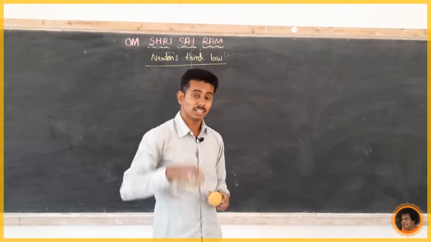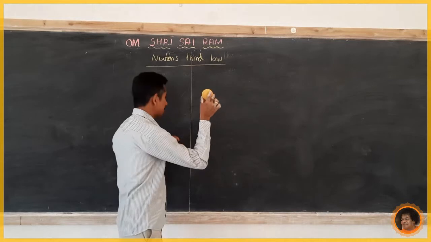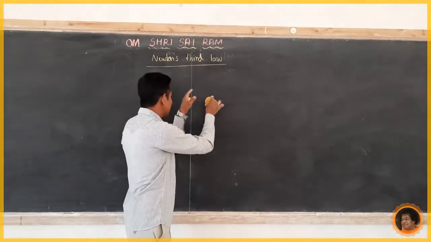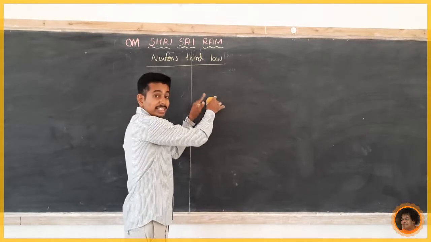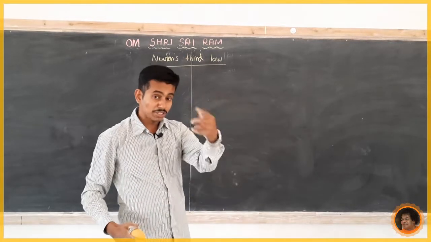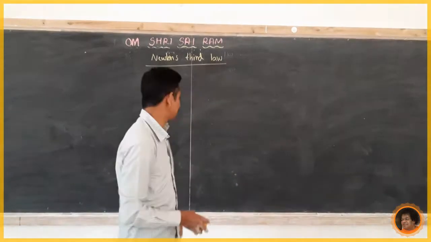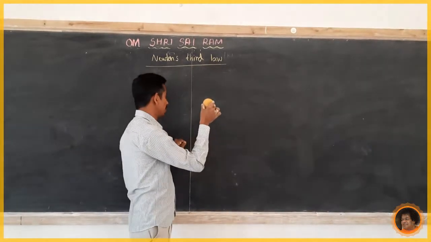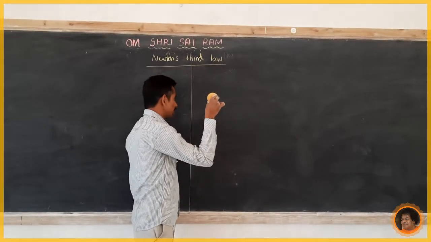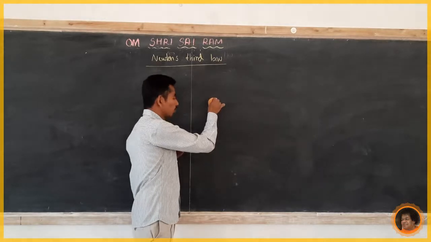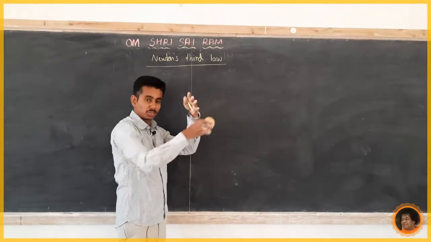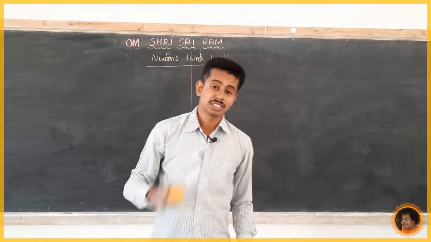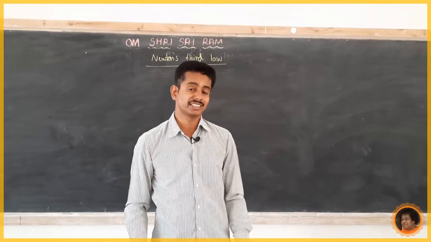What is equal? Equal means the force the ball exerts on that wall is equal to the force the wall exerts on that ball. This is equal, always equal. And what is the opposite? The direction of the force is opposite. The ball exerts the force in this direction, then the wall exerts the force on the ball in the opposite direction. So the direction is opposite, but the same amount of force is exerted.